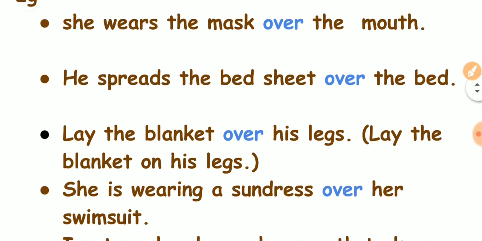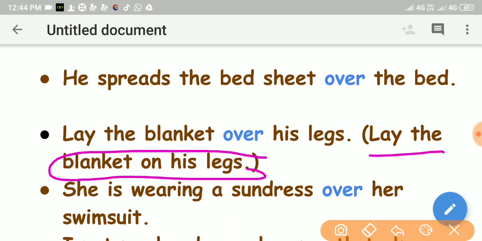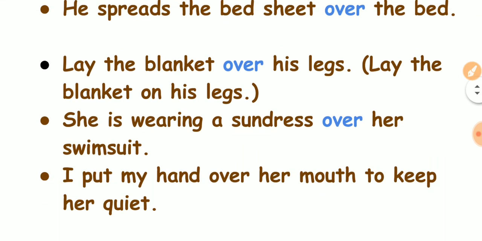So like that, lay the blanket over his legs. See here, lay the blanket over his legs. Lay the blanket on his legs is also possible. So even over his legs is also possible because the blanket is covering his legs. That's why over is also a suitable one here.